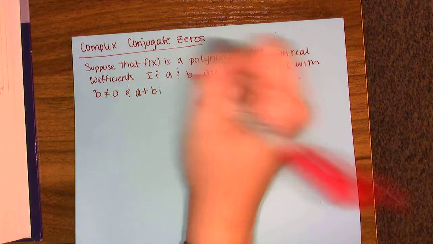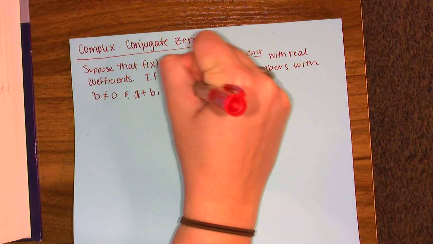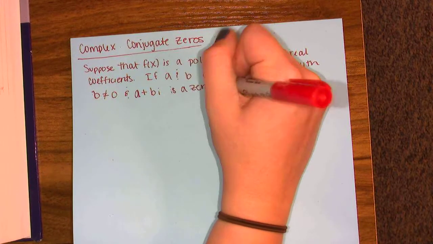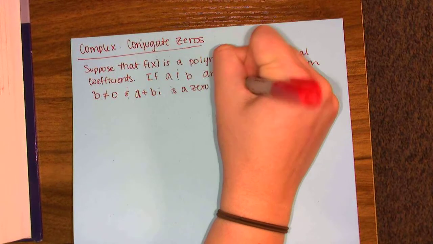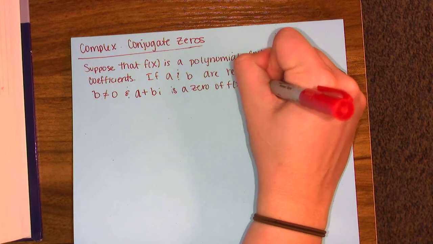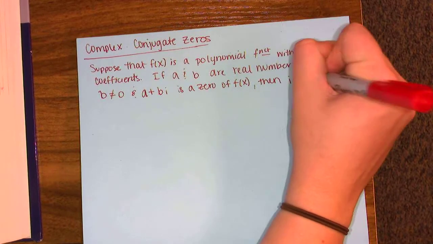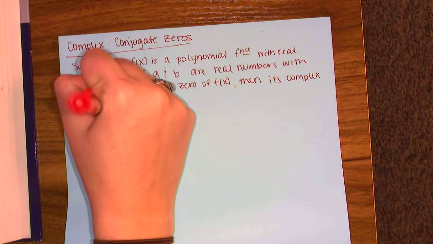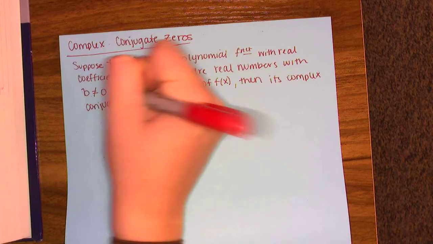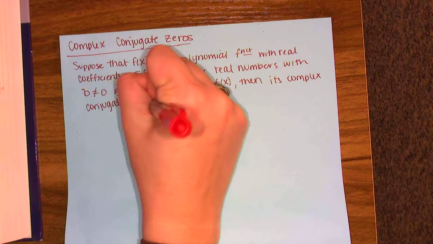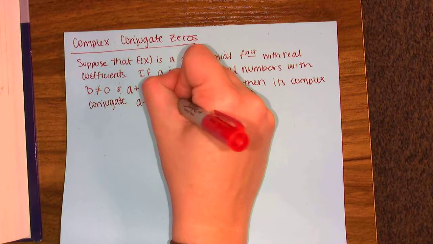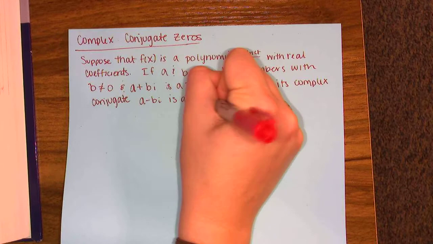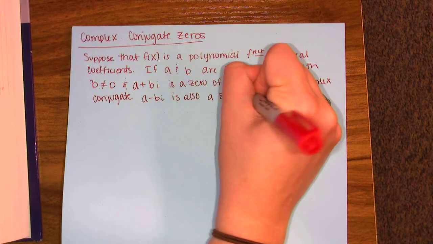Let's see, a plus bi is a 0 of f of x. Then its complex conjugate, a minus bi, is also a 0 of f of x.